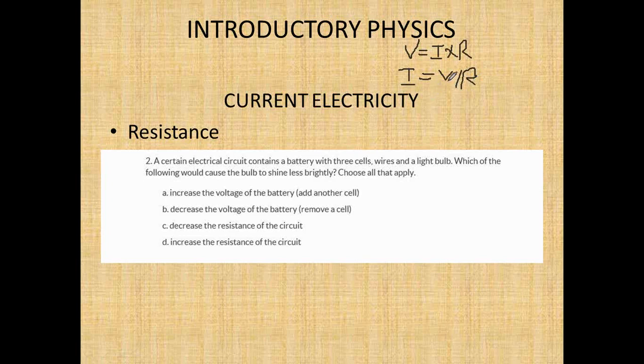Okay? You can decrease the voltage of the battery by removing cells, or you can increase the resistance of the circuit. So those are things that will reduce the current and make the bulb shine less brightly. So using the knowledge of electricity, you can manipulate it to get just what you want.